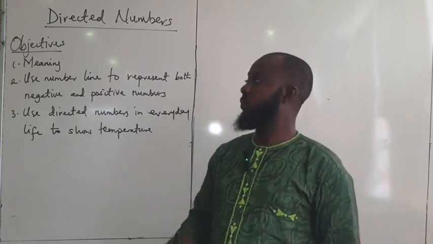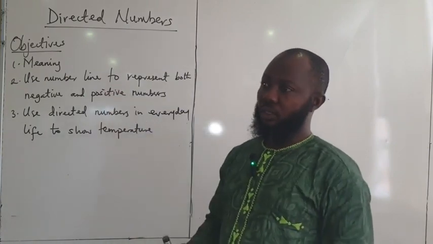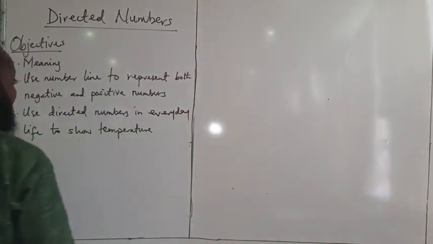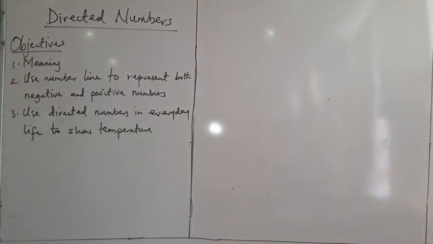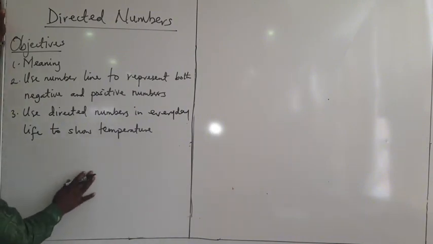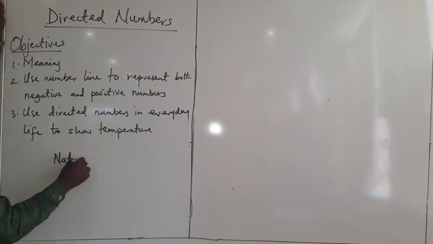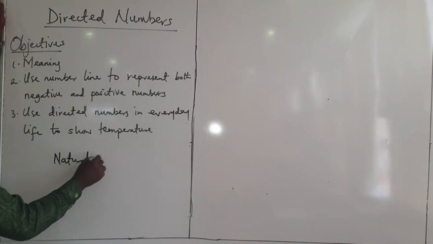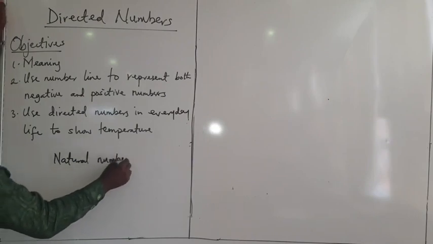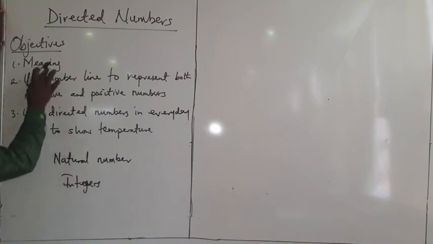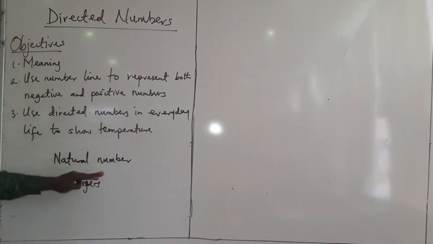Now, before we look at the meaning of directed numbers, in one of the videos we did last term, we looked at types of numbers. You can check the channel for the video. But I want us to look at these two terms that we have: natural numbers, and we also have what? Integers, right? These two words and directed numbers are related, so I have to come back to this.